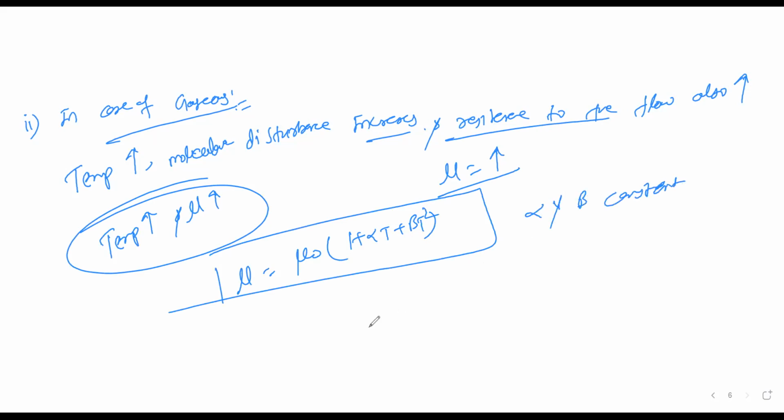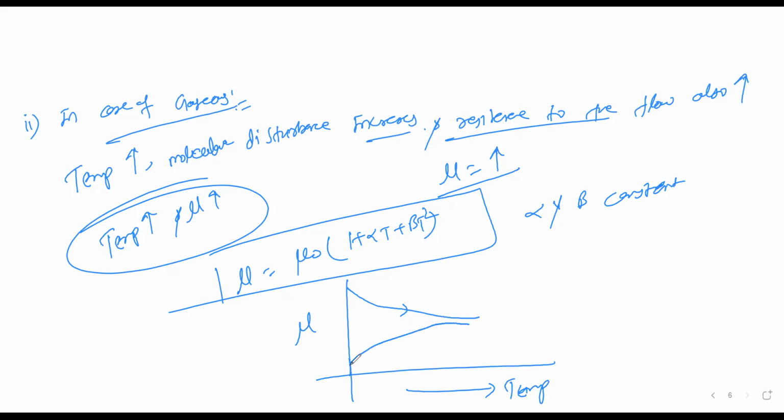So if you want to make the diagram for the liquid and gaseous case, this side is mu and this side is temperature. For the liquid case, it will look like this, because as the temperature increases, the viscosity decreases. And for the gaseous case, the graph is like this. So this is for gas and this is for liquid. This is the variation of viscosity with respect to temperature.